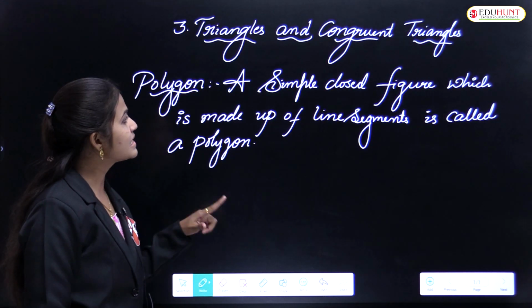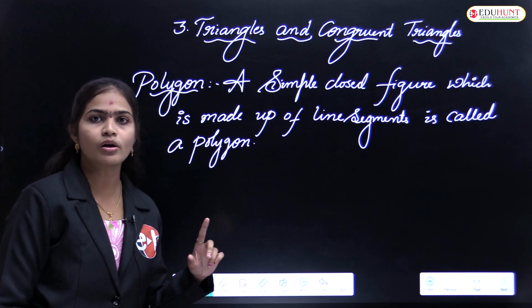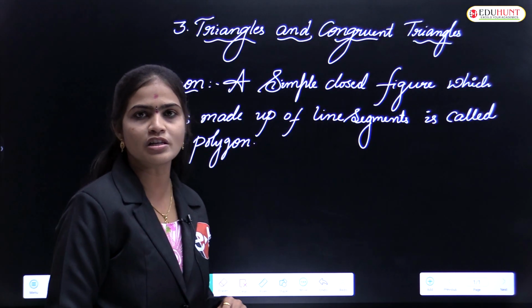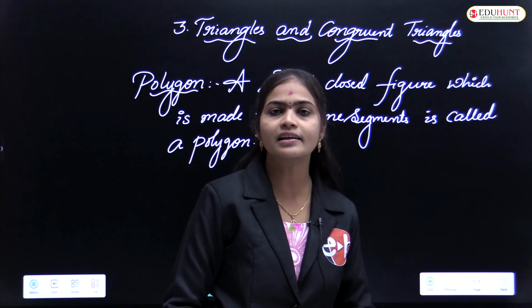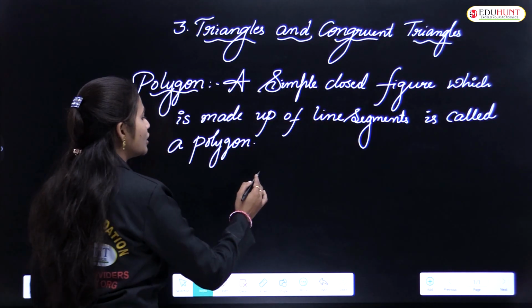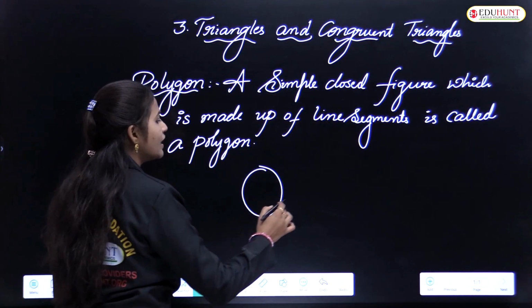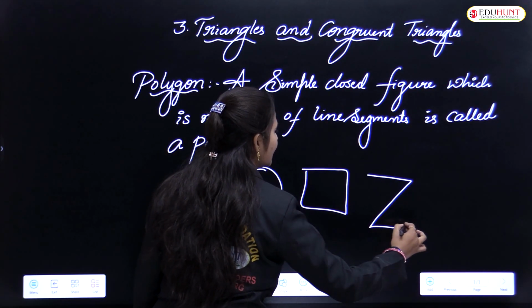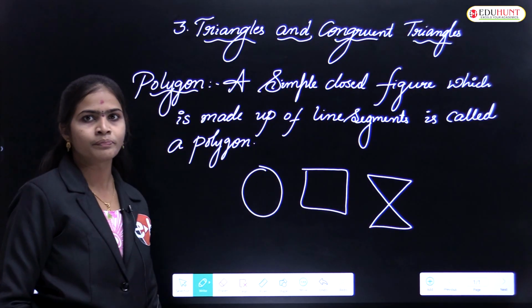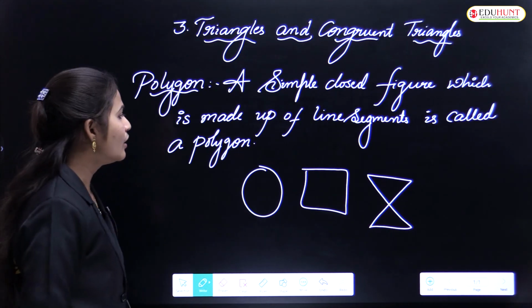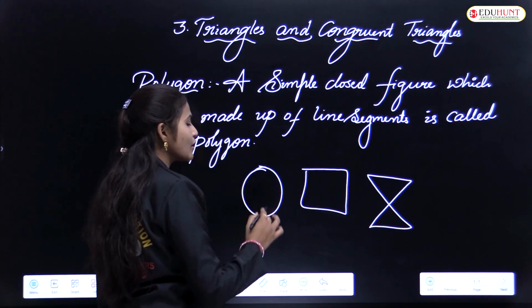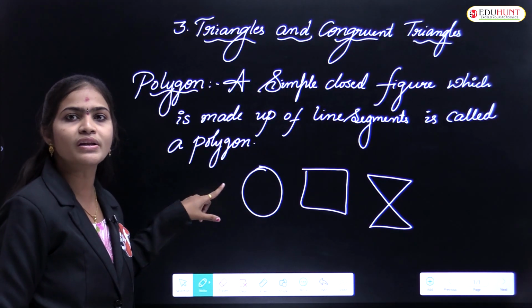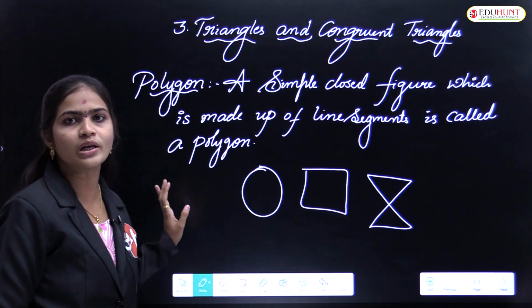So here a simple closed figure I am saying, so already you know about closed figures and open figures, about simple closed figures also. So once again, a simple closed figure means, actually here this is a closed figure and this is also a closed figure, as well as this is also a closed figure. Okay, but what is the difference? Here this is a closed figure but this is not made up of line segments, that's why we will not call this one a polygon.